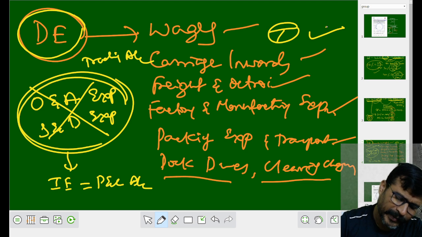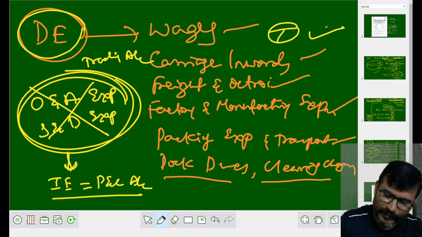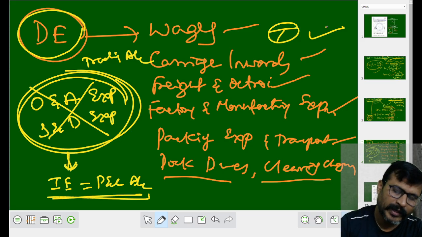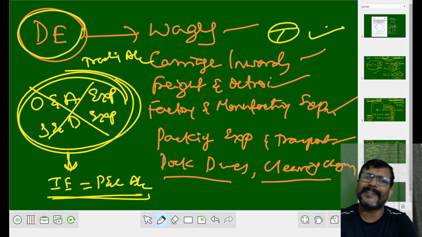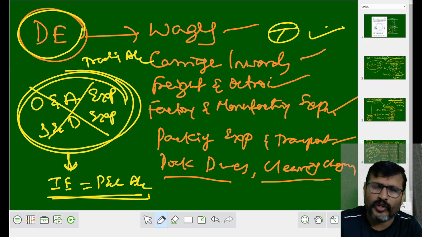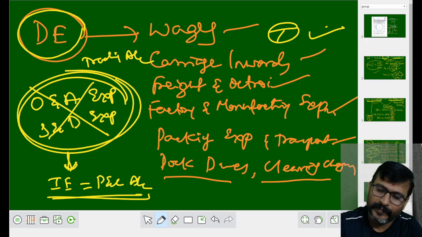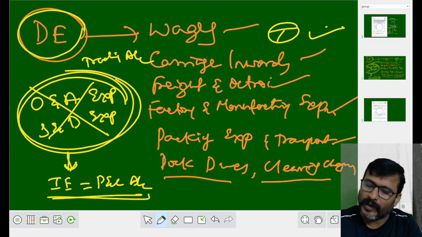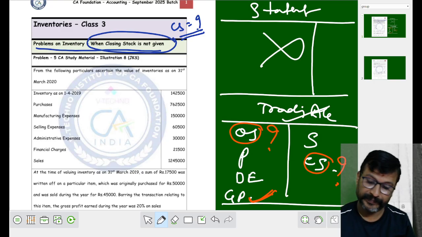Office and administrative, selling and distribution, and indirect expenses come in the profit and loss account, but they won't come in the trading account. Please make a note of all these things in your key notes before starting the solution for our next problem, number 5 in class 3. Shall we? Fine. Let us move on to problem number 5.